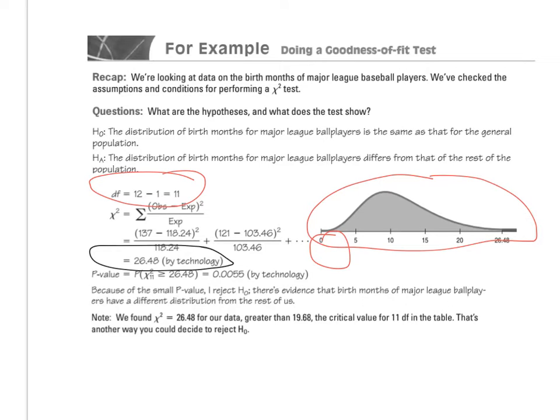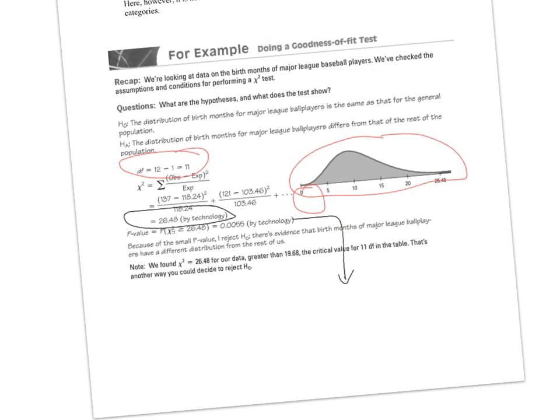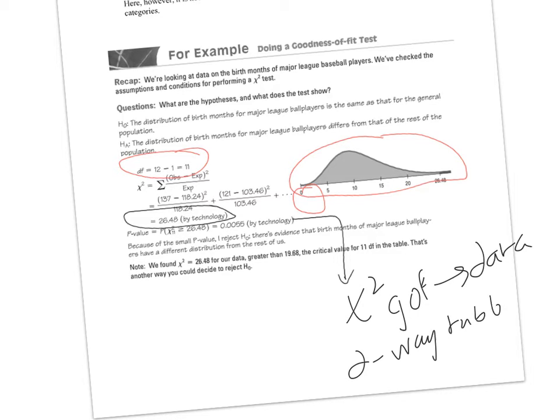If you're using data, like we did today, you want to use the chi-square goodness of fit. From data, okay? If you're given a two-way table, it's just your chi-square test. Okay, so they're a little bit different. And then again, all those same rules apply.